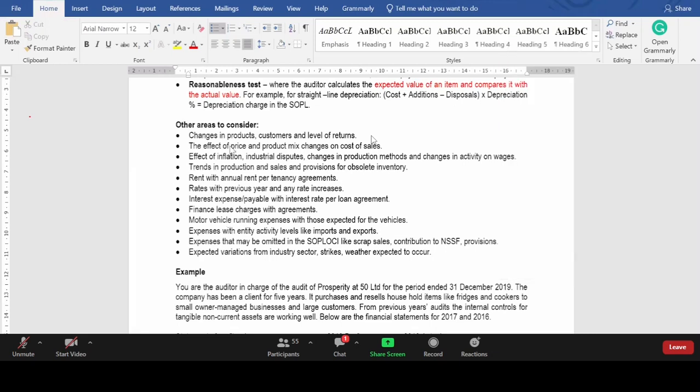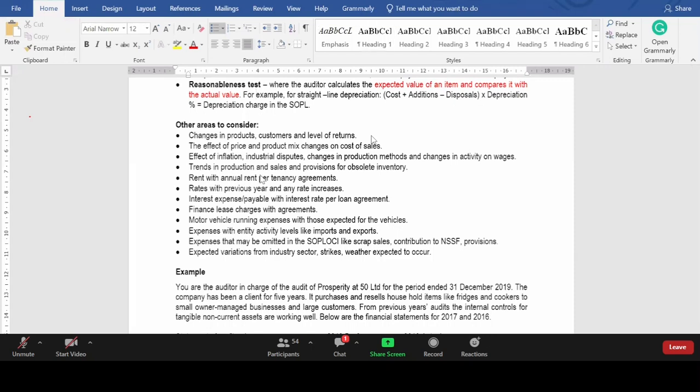Okay, you can also compare the effect of price and product mix changes on the cost of sales. We always have the effect of the prices and the costs. So when you compare the price you're selling the product at vis-a-vis the cost you're spending on it, is the cost increasing or reducing? If the cost is increasing, then there's a problem.